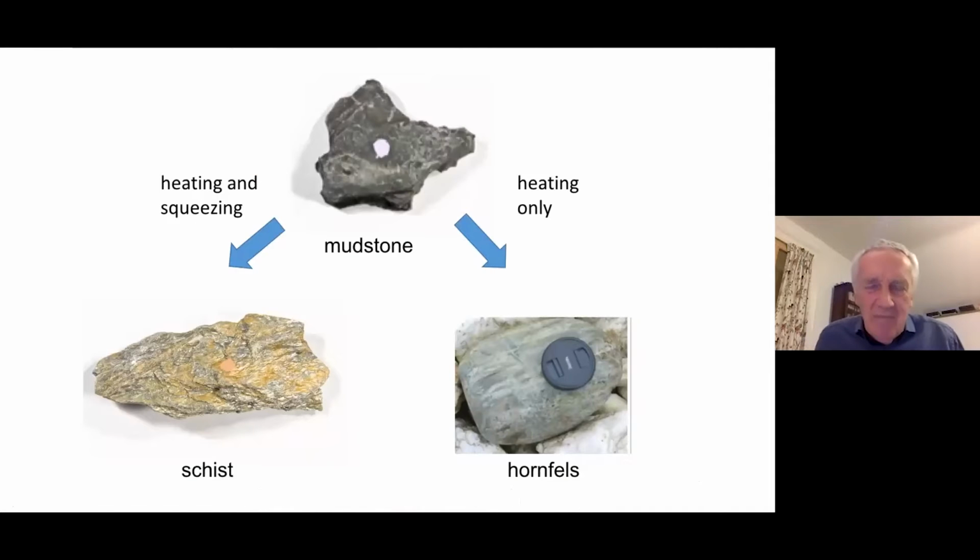So what's the difference? They both start from mudstone, the schist we just saw, and now the hornfels. The schist is a result of heating and squeezing together, but if we get heat only, the grains grow rather randomly and make a tough rock called hornfels.